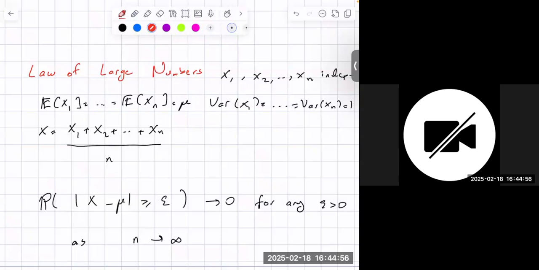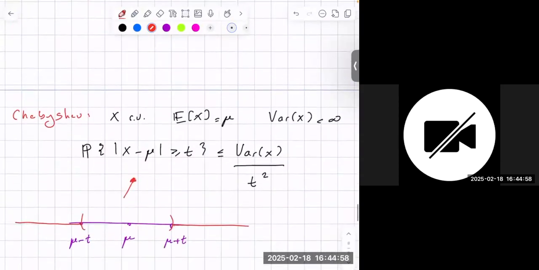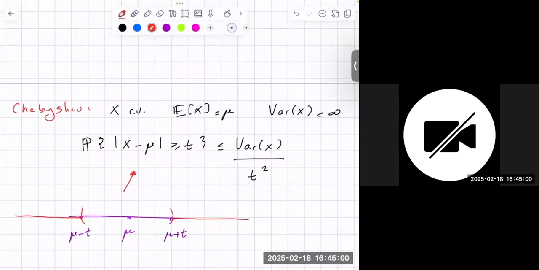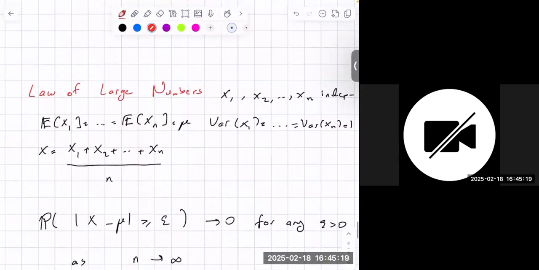I know something about this probability. Let me circle back to Chebyshev. So I know that thing is less than or equal to variance divided by t squared. And in the law of large numbers, this probability is literally going to 0. So that means this right-hand side is going to 0. And this literally means your variance is going to 0. Okay? Now let's see if we can justify that's the case.